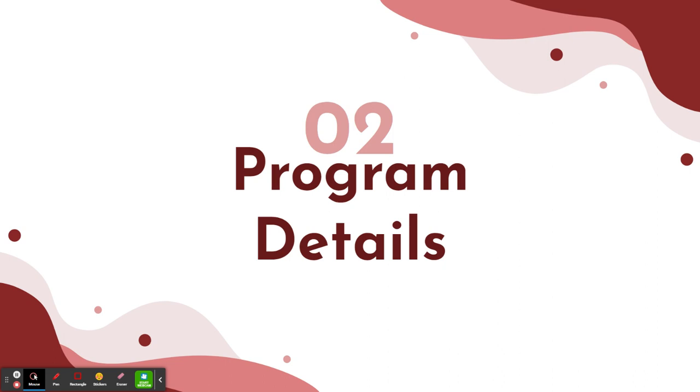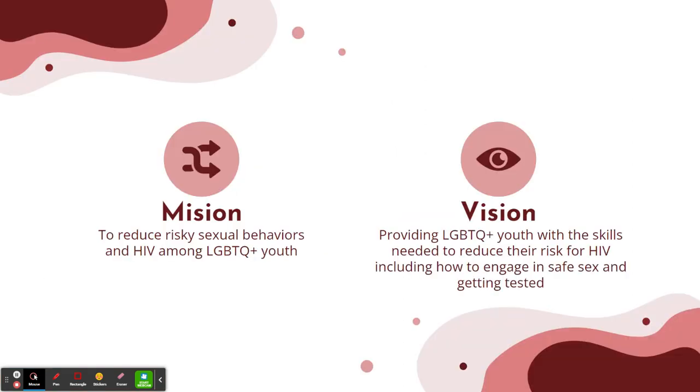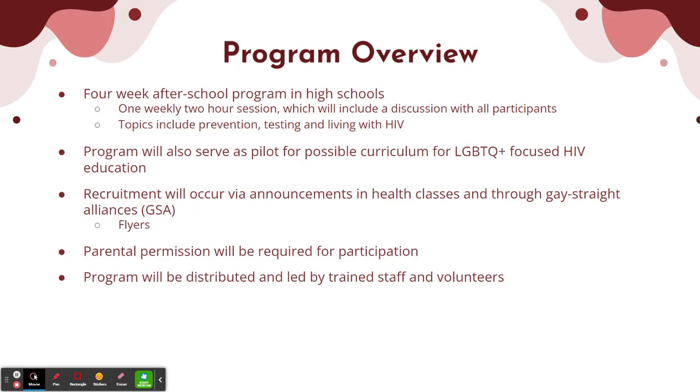So with the risk factors and the background established, we can start going into details about the program. The mission is to reduce risky sexual behaviors and HIV among LGBTQ plus youth, with the vision of providing them with the skills needed to reduce the risk for HIV, including how to engage in safe sex practices, the logistics and realities of getting tested for HIV, and the resources they need to make those healthy decisions.